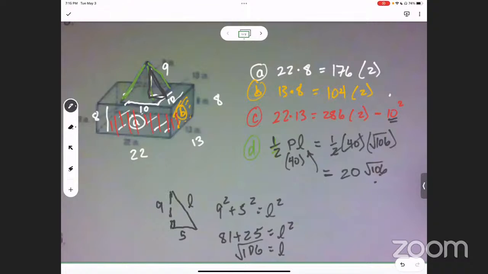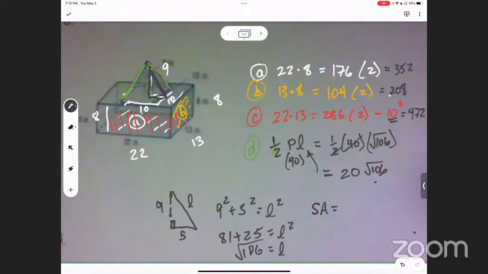Yeah. So my answer, the surface area, is going to be all of these things added together. So my surface area of this shape is going to be equal to, let's go ahead and multiply these out. What's 176 times 2? 176 times 2 is 352. And what's 104? I can do that, 208. And then what's 286 times 2? 286 times 2 is 572. Minus 100, 472.